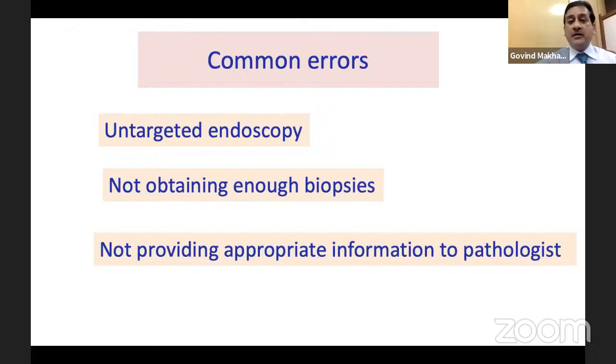Not obtaining multiple biopsies, or orienting biopsies, is a mistake. Biopsy orientation is very important. And lastly, we must connect with pathologists and give them adequate information to get a proper diagnosis. With this, I think I'll stop here and take any questions if there are any.